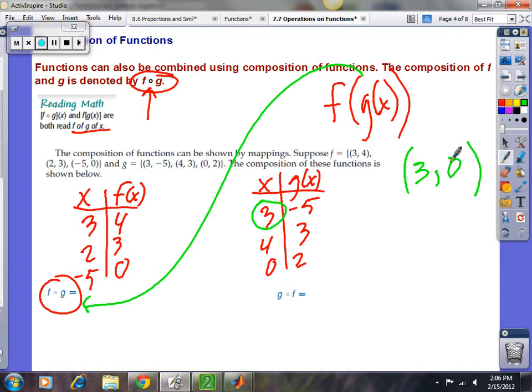Alright, Taylor. After we substitute a 3 into this, what are we going to substitute next? A 4. Let's substitute a 4.